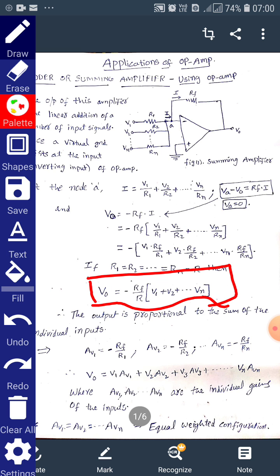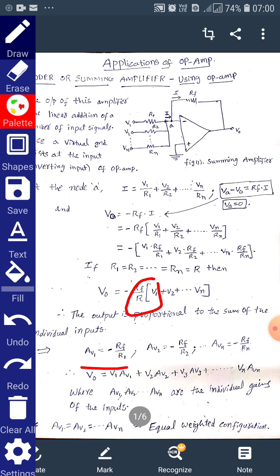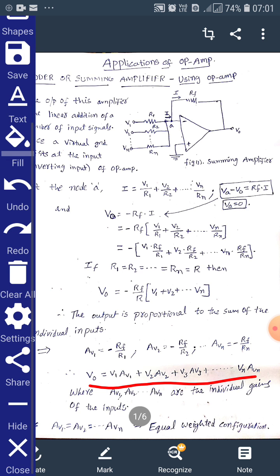So that is how we get the addition of individual voltages, and the output here is proportional to the sum of individual inputs, where we can take the gain AV1 with respect to R1 as minus Rf by R1, AV2 as minus Rf by R2, and so on up to AVN equal to minus Rf by Rn. If we replace minus Rf by R1 into V1 with AV1, and likewise for V2 up to Vn, we get V0 equal to V1 into AV1 plus V2 into AV2 and so on plus Vn into AVN, where AV1, AV2 up to AVN are the individual gains of the inputs. Here they are equal weight configurations.